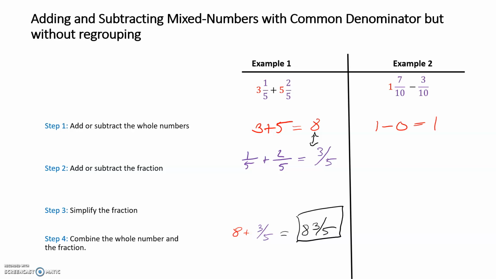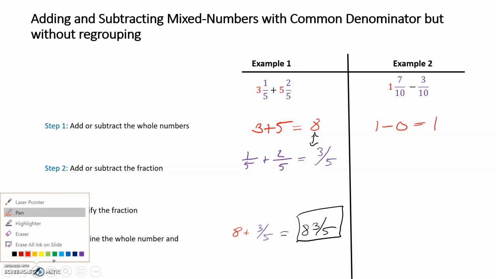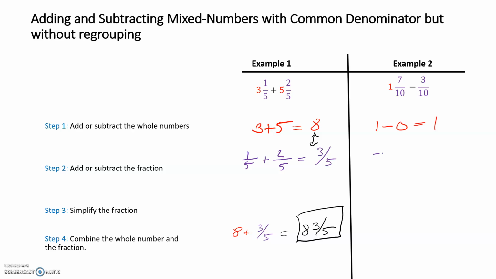All right, step 2, I'm going to add the fraction. So I have 7/10 minus 3/10, and that's going to get me 4/10. Okay. Step 3, simplify the fraction.